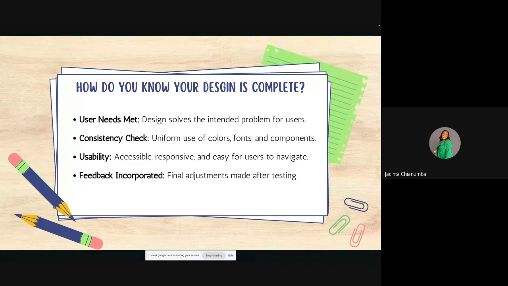So you must check, does this design actually solve your users' needs? And the only way for you to know if it has solved your users' needs is if you have actually identified these user needs. So that's the essence of doing your research before designing. So you must make sure that your user needs are met, so your design solves the intended problem.